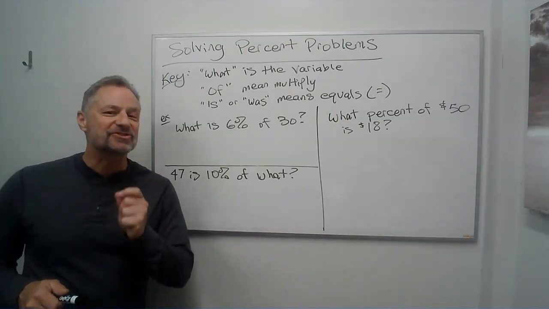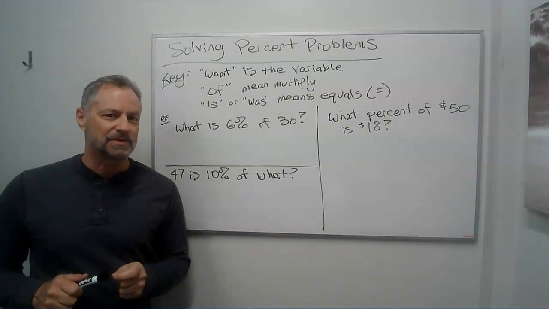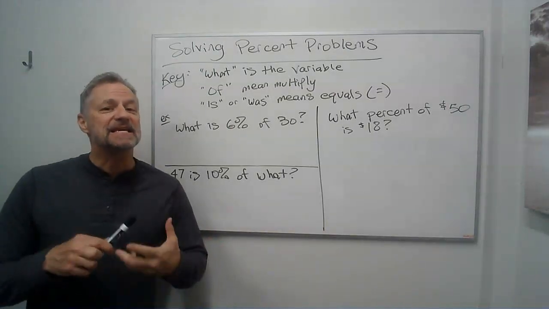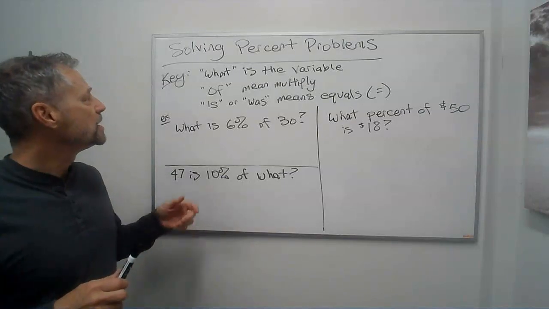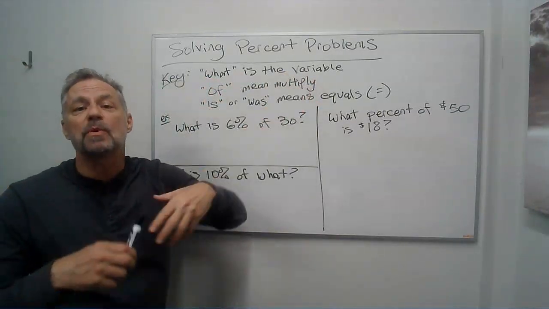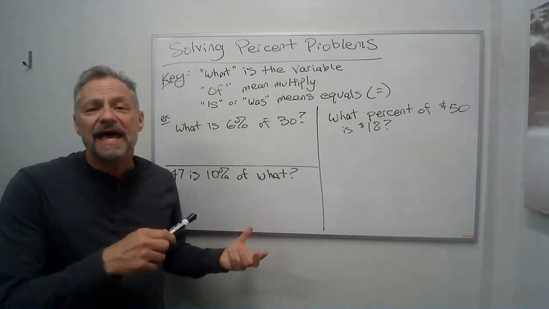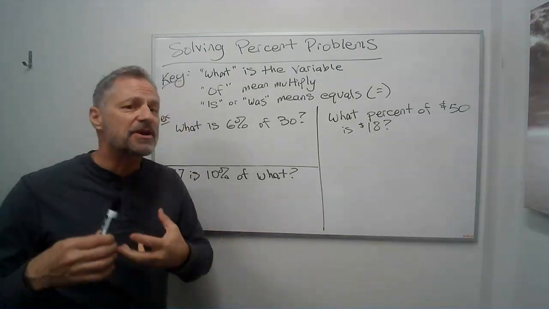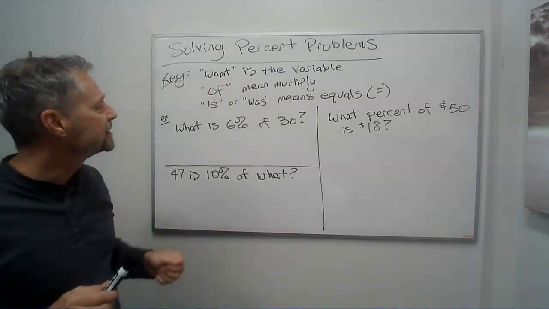Let's talk about solving percent problems. Okay, so some key words that you need to know. If they say what, well, what is the variable? That's what we're looking for. I usually use X. You can use N if you want to, whatever letter you want to use, but that's what we're trying to find.